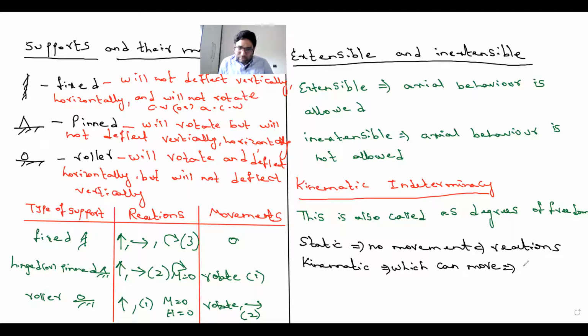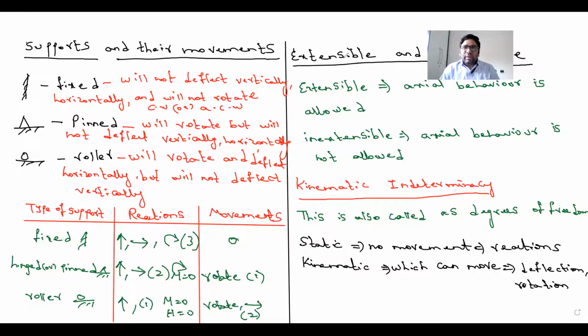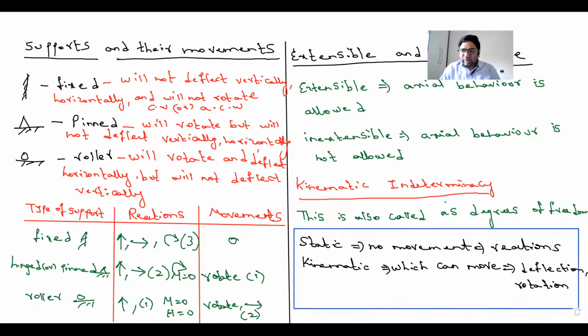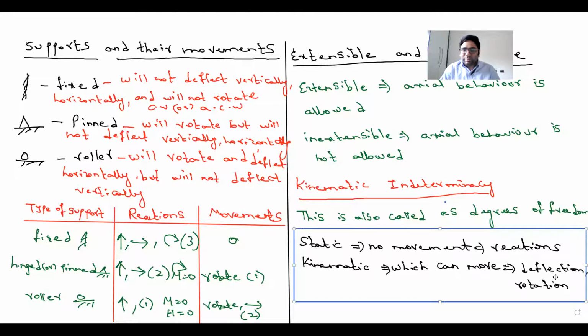And kinematic, which can move, corresponds to deflection as well as rotation. So that is how we try to define these two very important terms: kinematic indeterminacy as well as degrees of freedom. Now I'll put this into a box such that it's an important definition for all of you.